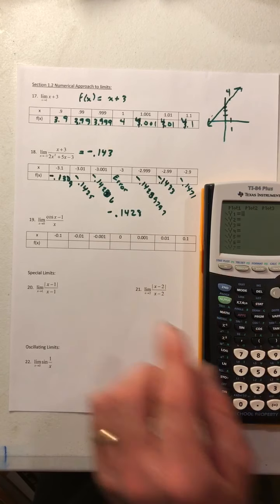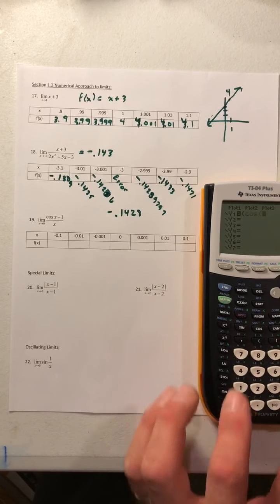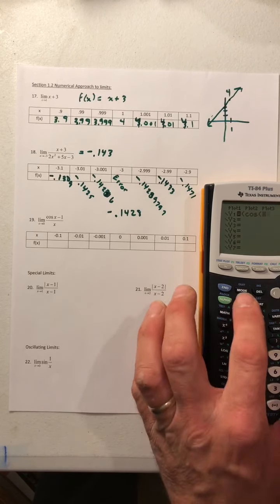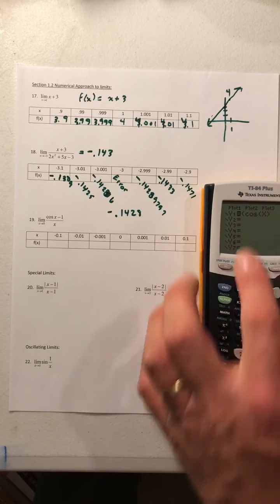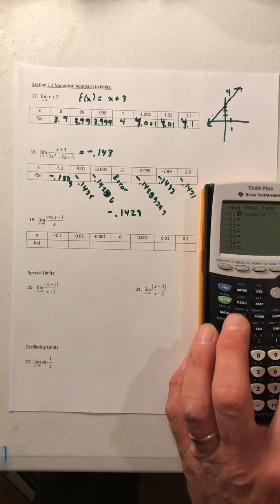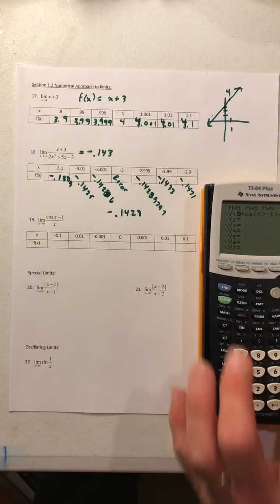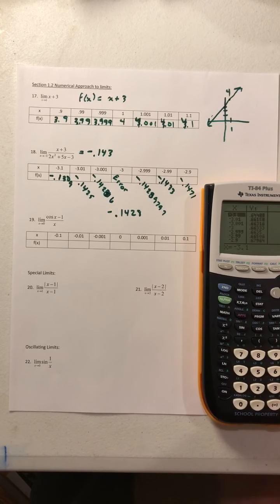I'm going to go to y equals. I'm going to go to the cosine of x minus 1. This is my numerator. So the cosine of x. Parentheses get a little cumbersome here. So I have cosine of x, I have to end my parenthesis, minus the 1, and end my numerator's parenthesis, divided by that single x. Now I'm going to go ahead and do my table.